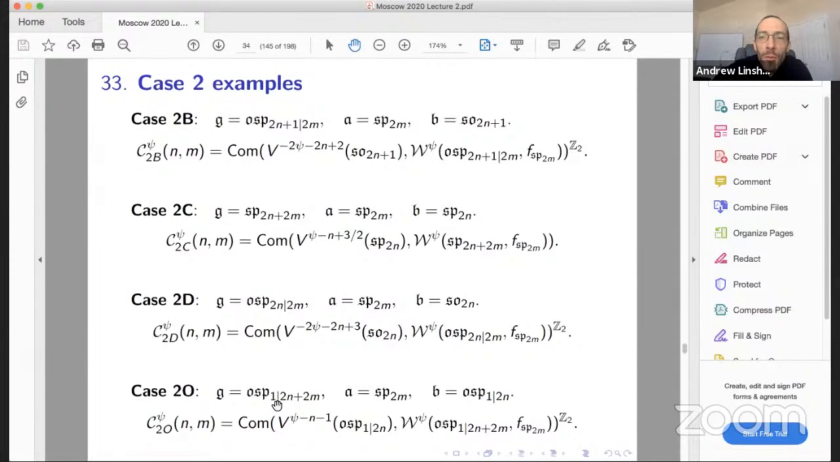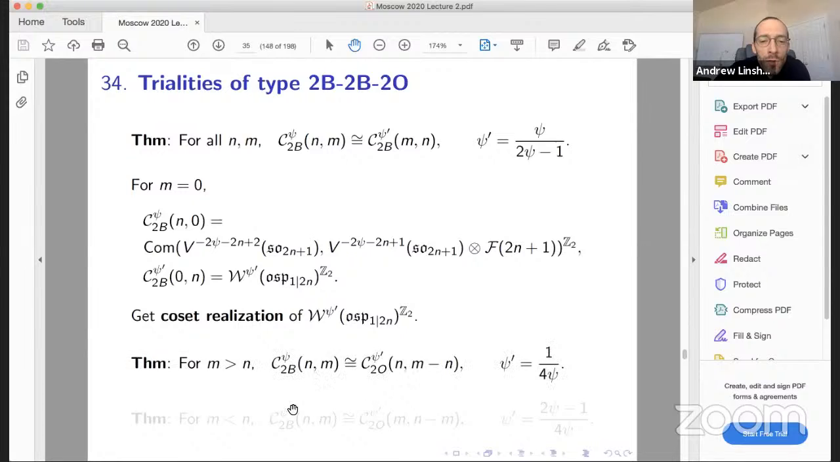The nilpotent here is the same as the one here. This becomes the principal W algebra of OSP1, 2n. Well, I replace n with n. So this becomes a kind of Fagan-Frankel duality for. This is a shift of level, so this becomes a Fagan-Frankel duality for the OSP principal W algebra. Okay, so this is my 2b, 2b, 2o triality.